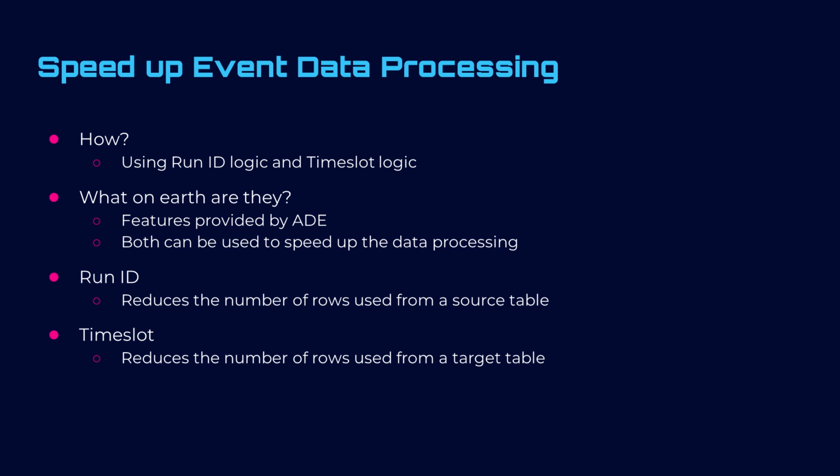In the context of event data, it is especially important to reduce the number of rows used in query processing. That's because there is usually a huge amount of data and the amount increases at every turn. The features used in this demo can be used to reduce both the number of rows used from a source table and the number of rows used from a target table. First, we go through both logics with the slides, and after that we go through the same thing in Designer.